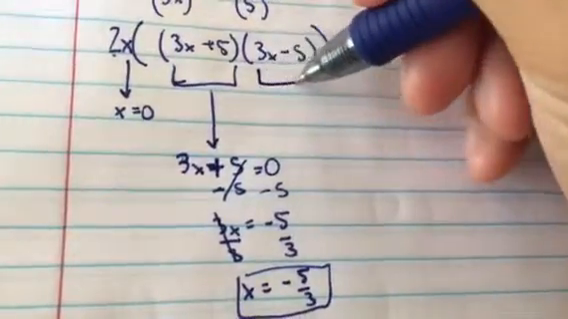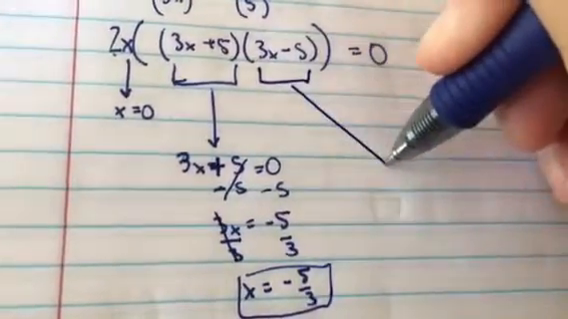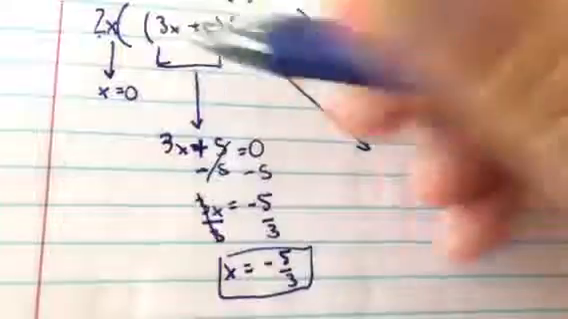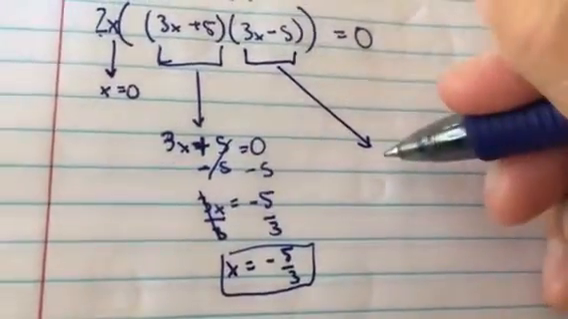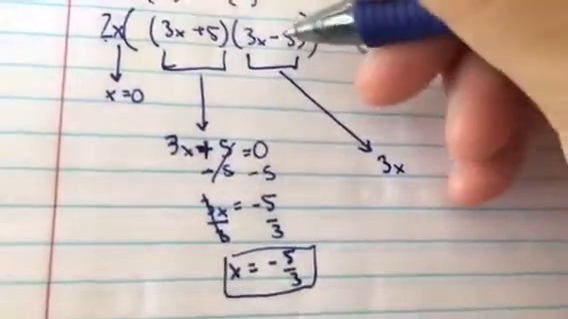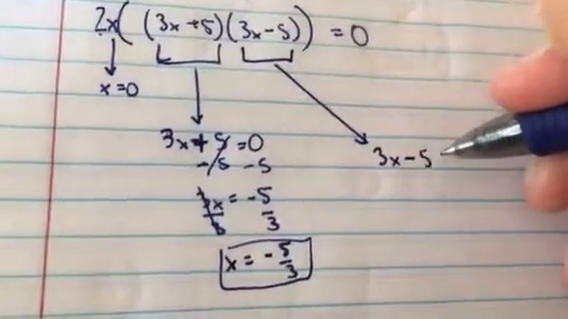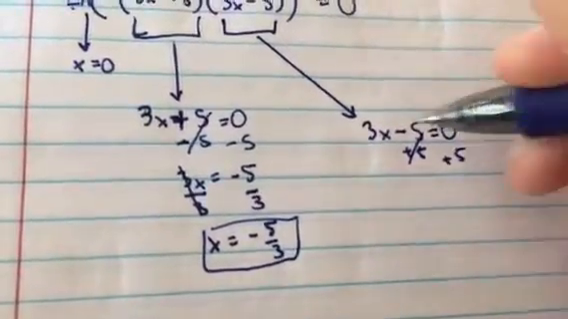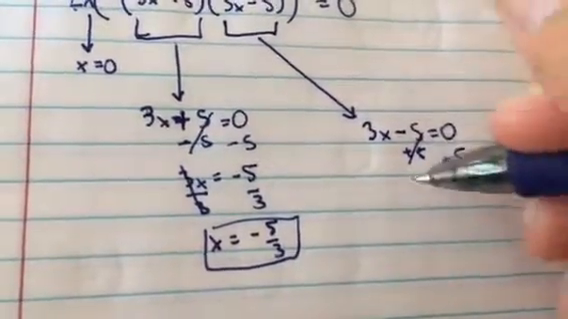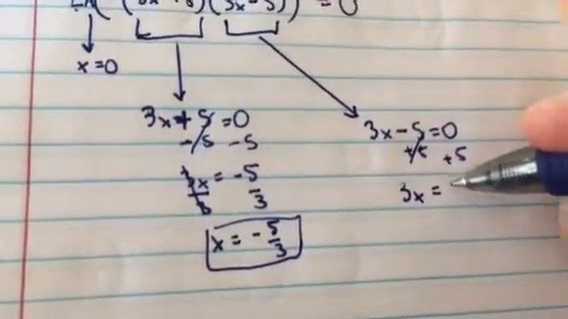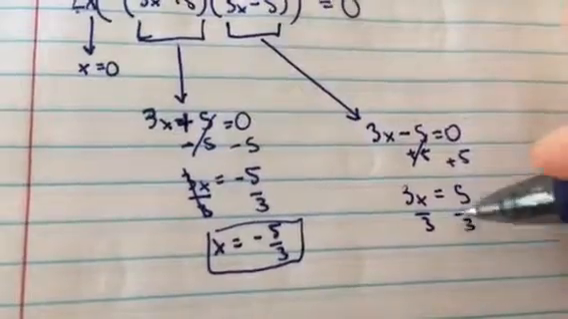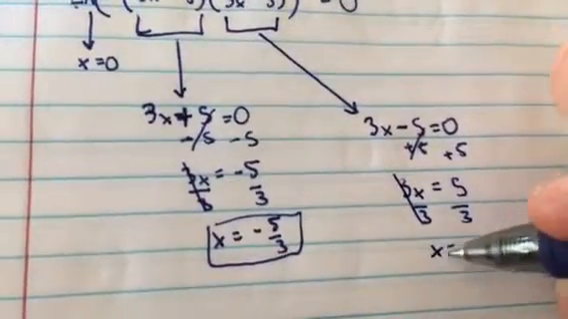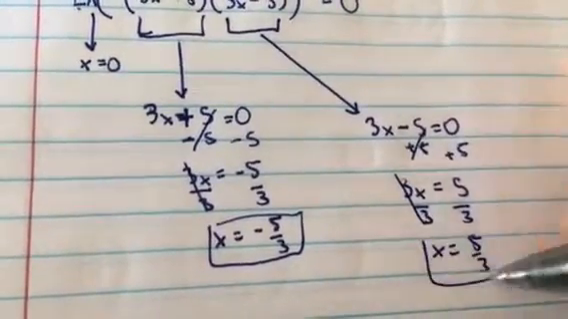So one more. I've got to focus on this term. Is there any other value for x that can make this whole thing on the left equal to 0? So instead, I'm going to put 3x minus 5 is equal to 0. I'm going to add 5 to both sides to cancel out the minus 5. Then you have 3x equal to positive 5. Divide both sides by 3. And then x is going to be equal to 5 over 3, okay?